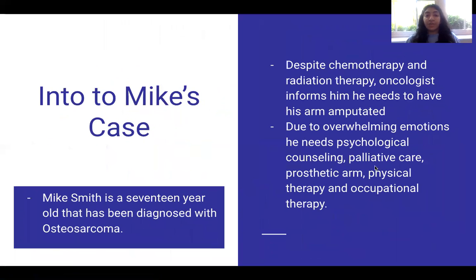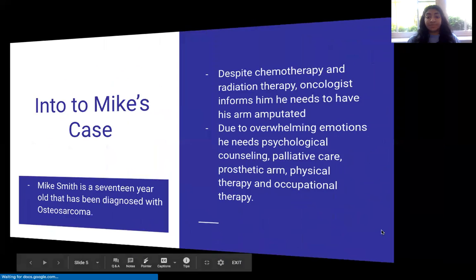Now I'm going to start out talking about Mike's case so the family understands what's going on. To start out, Mike Smith is a 17-year-old who has been diagnosed with osteosarcoma. Despite chemotherapy and radiation therapy, oncologists informed him that he needs to have his arm amputated. Due to some overwhelming emotions, he needs psychological counseling, palliative care, a prosthetic arm, physical therapy, and occupational therapy.